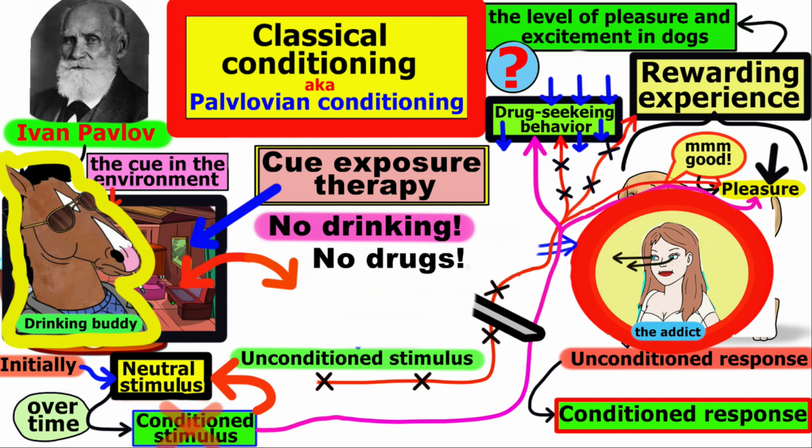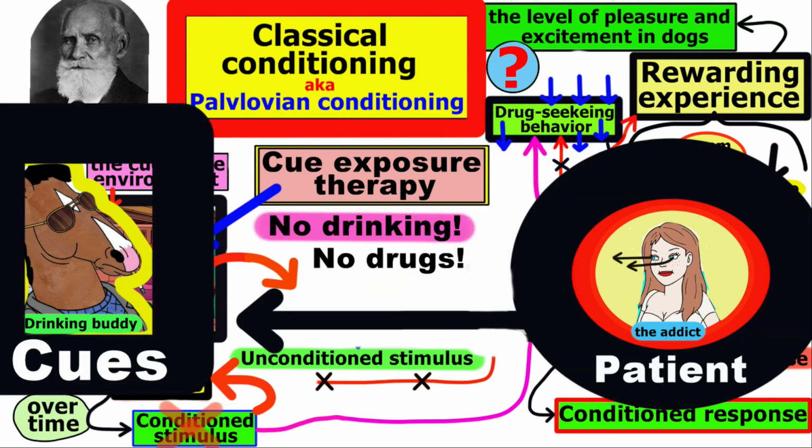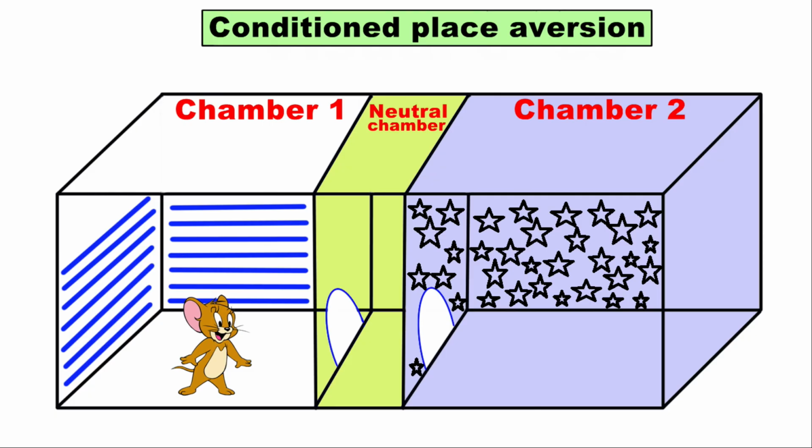It's called cue exposure therapy because we're exposing the patient to the cues in the environment that can elicit the drug-seeking behavior, without taking the drug. This is one way in which therapists use classical conditioning to diminish and eventually eliminate the addictive behaviors. Now let's analyze the opposite situation to conditioned place preference, called conditioned place aversion. Aversion means a strong dislike.